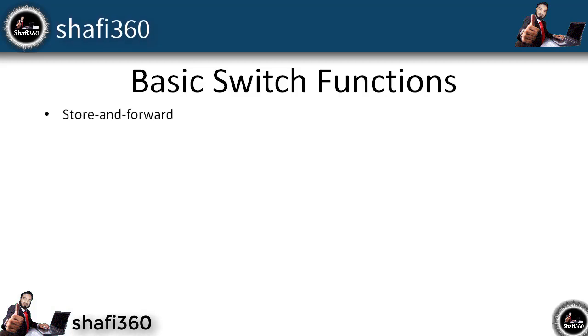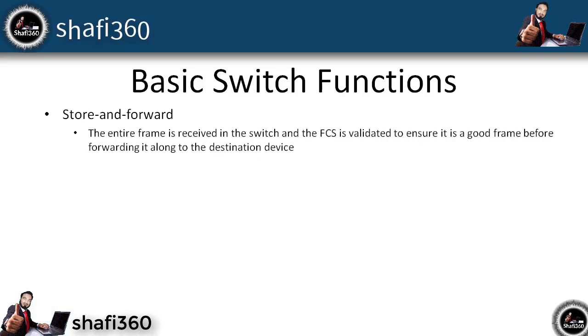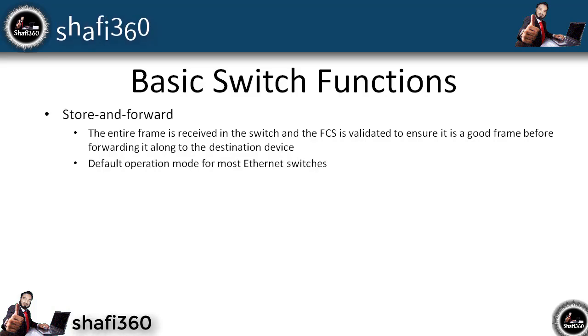The first is the store and forward forwarding mode. In the store and forward mode, the entire frame is received in the switch, and the FCS, or the frame checksum, which you'll recall when we looked at the diagram of the layer 2 frame, is validated to ensure it's a good frame before forwarding it along to the destination device. Now, store and forward is the default operation mode for most Ethernet switches out there. When you get into some of the really high-end, low-latency switches, they may not use store and forward unless you specifically tell it. But most switches, if you were to go buy a switch off the shelf at Best Buy and hook it up into your network, would be using store and forward mode.